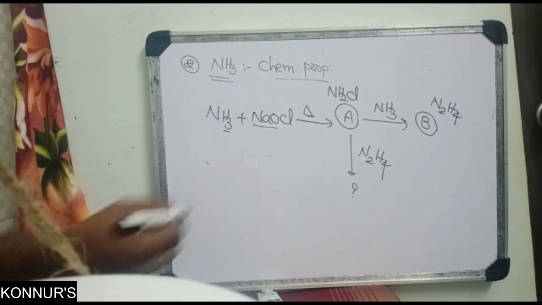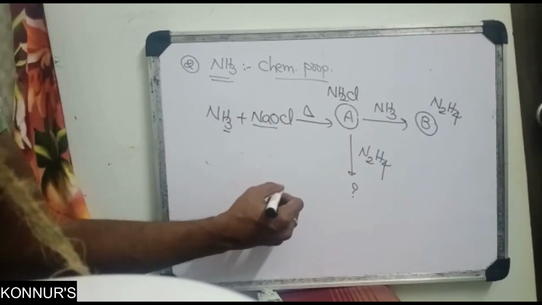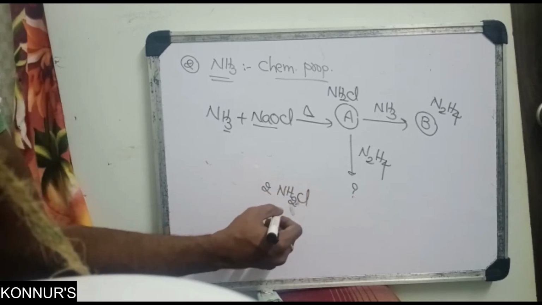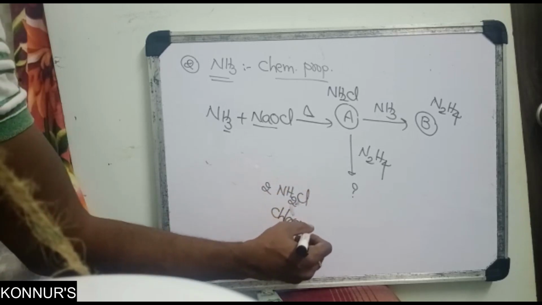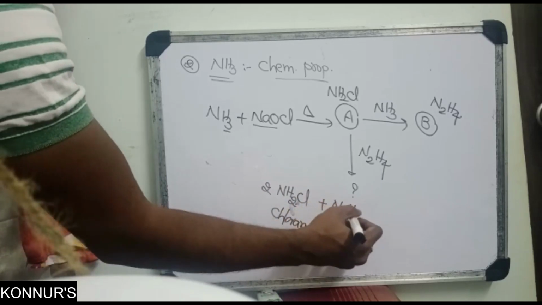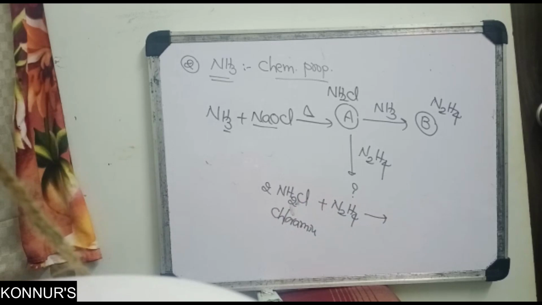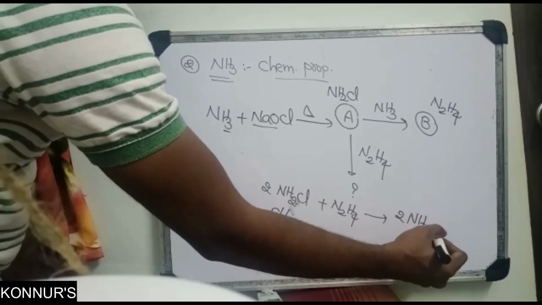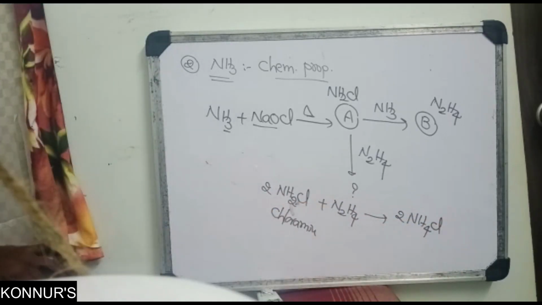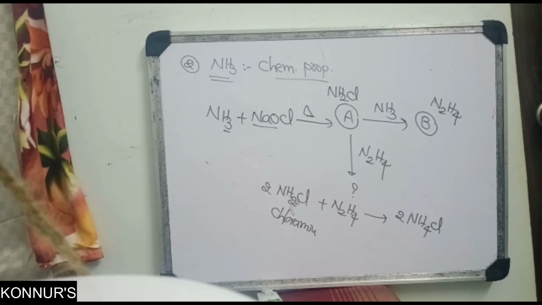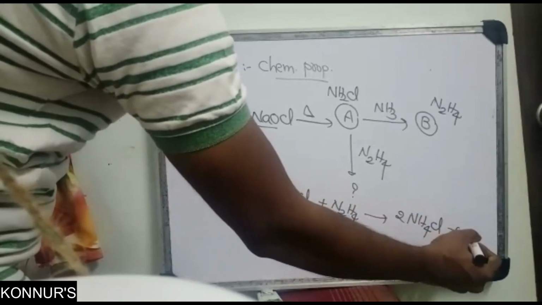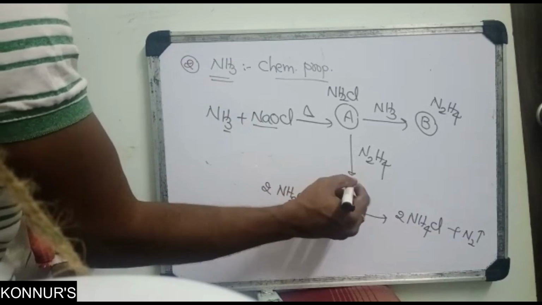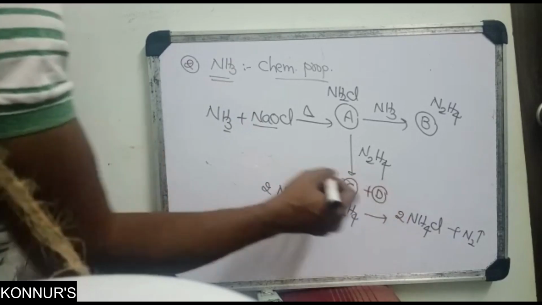Suppose here you take 2 moles of chloramine, treated with hydrazine N2H4. So you are getting ammonium chloride, 2 moles of NH4Cl. Next, what is remaining? Nitrogen gas is coming outside. Suppose they are provided here B plus C plus D. So like that.